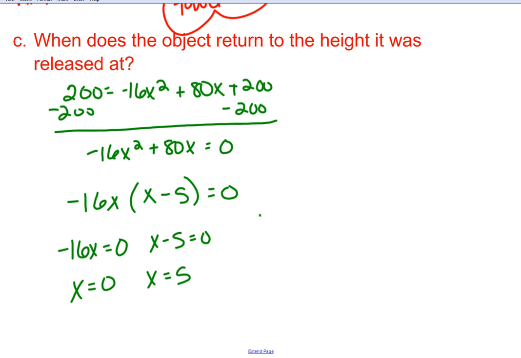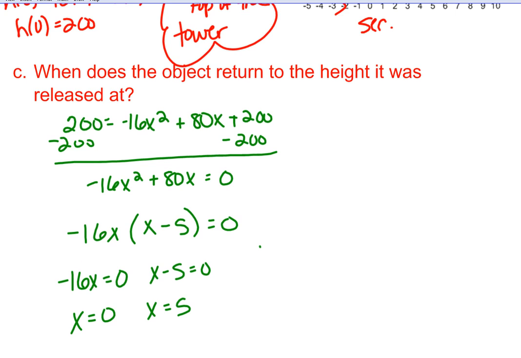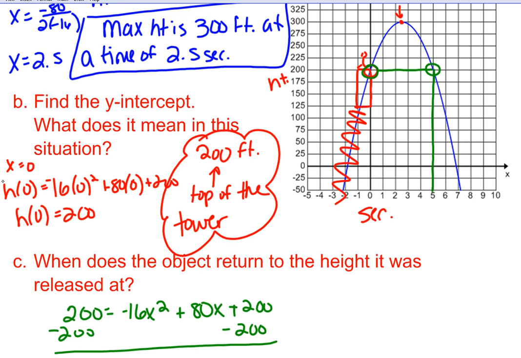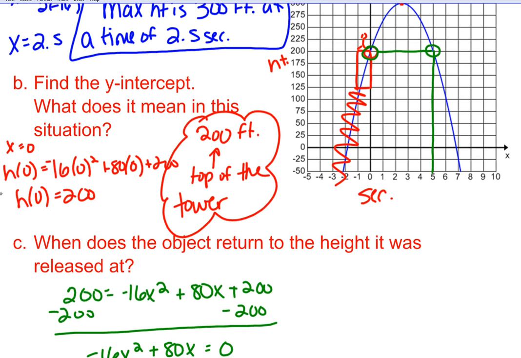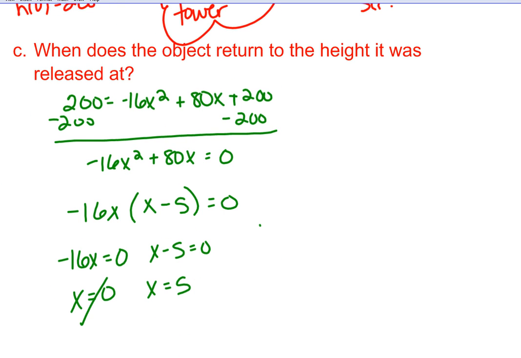So that's where those two points are that I've circled in green, the 0 and the 5. That's the time there. So time of 0, which we already knew, and this is my time. I'll label it seconds. So the object returns to the height of 200 after 5 seconds. Goes up and back down. Last one we're going to do together.